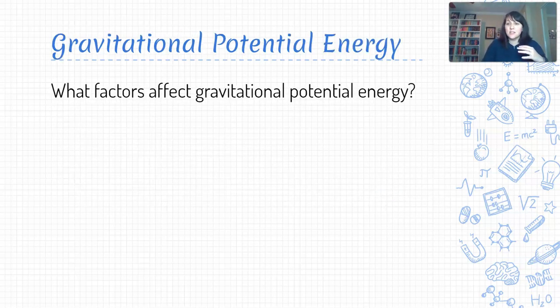So let's start thinking about how we can go about quantifying these forms of mechanical energy, the kinetic and the gravitational potential energy. We looked a little bit already in our lab at gravitational potential energy. What were some of the factors that we identified in our lab in our previous class that might affect the amount of gravitational potential energy that an object has?